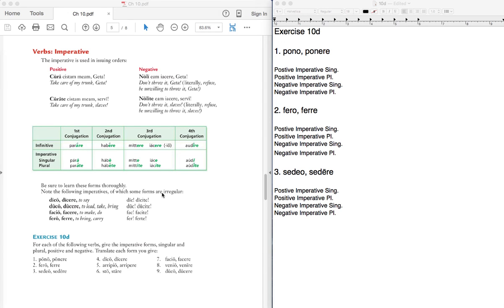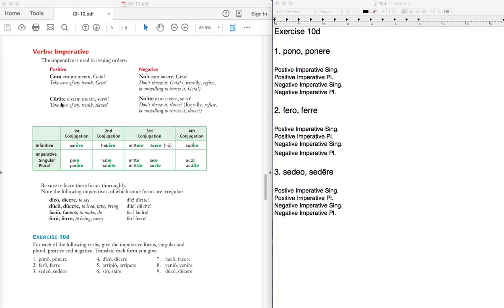Now, as I said yesterday in an email, one thing to notice is these right here. These are irregular forms. It says right there, some forms are irregular. So these are exceptions to the rule that is given right here. These are positive commands, both singular and plural. Singular meaning you're giving a command to one person, plural meaning you're giving a command to more than one person. And negative commands, singular and plural here as well.